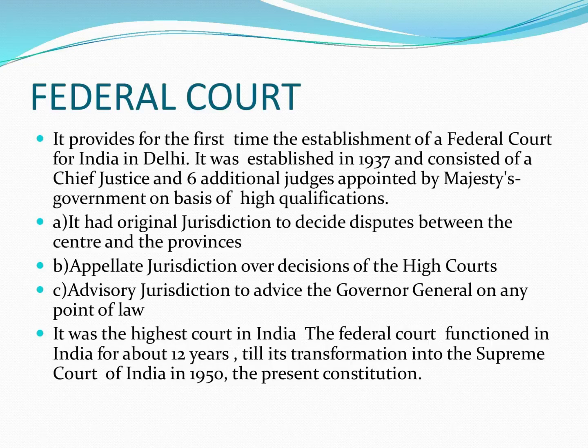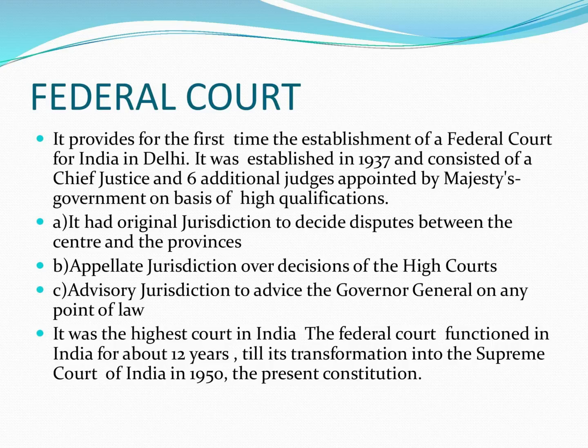This act laid down the formation of the court in Delhi. It was established in 1937 and consisted of a Chief Justice and 6 additional judges appointed by His Majesty's government on the basis of high qualification. So, this act introduced the establishment of the judicial organization. It was established in Delhi, and consisted of a Chief Justice and 6 additional judges. All were appointed by His Majesty's government, that means the British government.